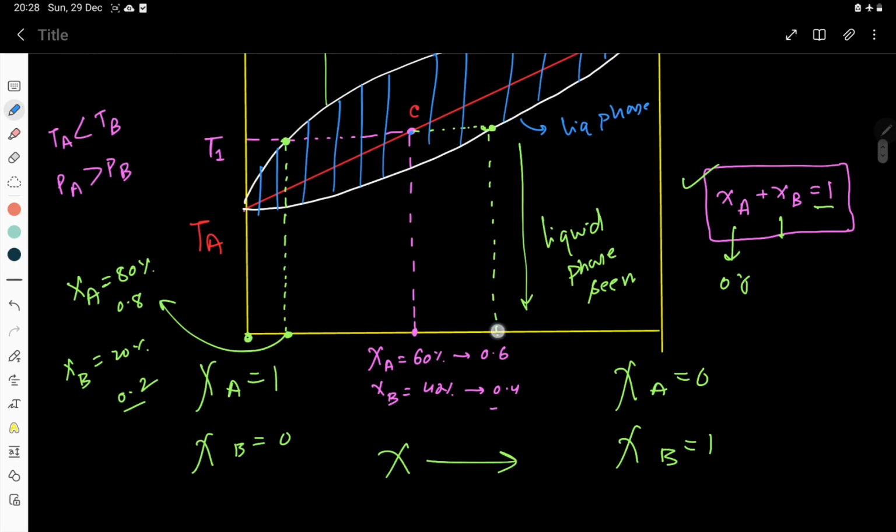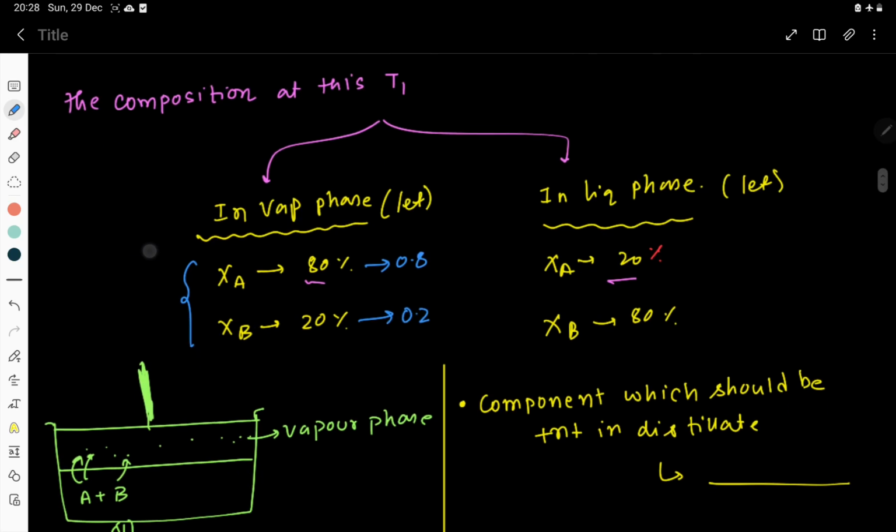Here it is 20%, and these values are just assumed. These are completely hypothetical values that I'm just taking. This is 0.8, 0.2, this is 0.8.